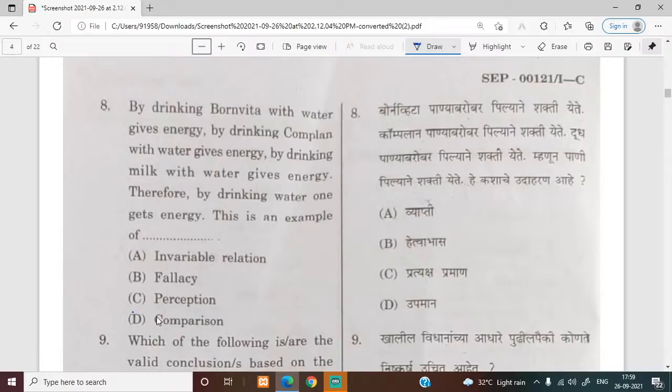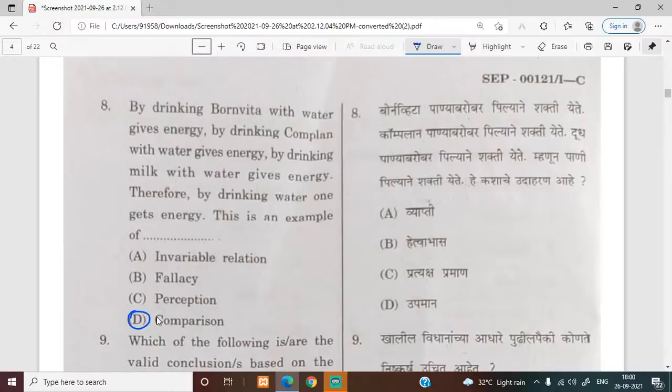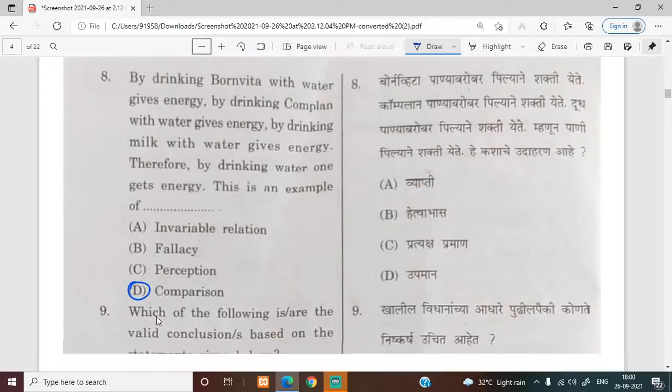fallacy, perception, or comparison. So this question is from Indian logic. Okay. So here there is a bit of confusion in this question. Students, do tell me what do you think is the answer. But the probable answer, I'll give you option D. If you think some other option is correct, you can write it down in the comment section. Okay. Next question. Question number 9.